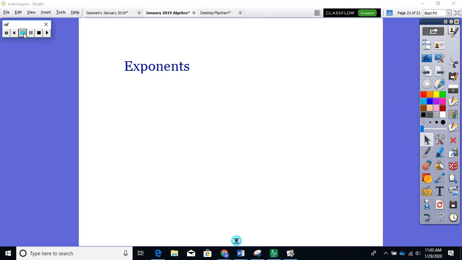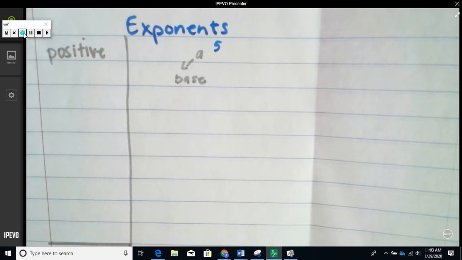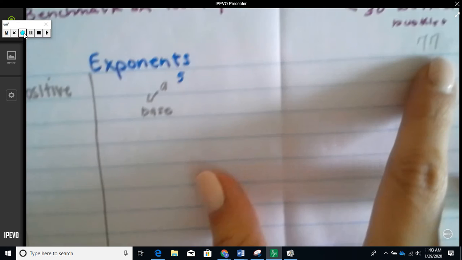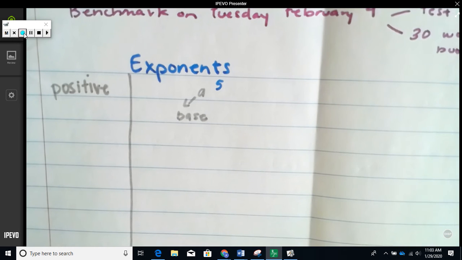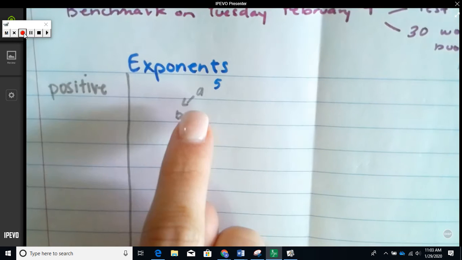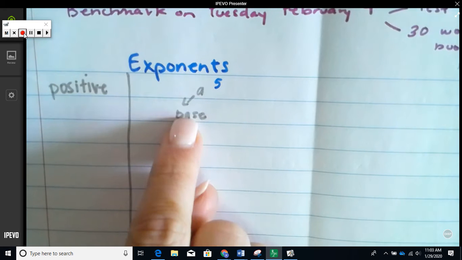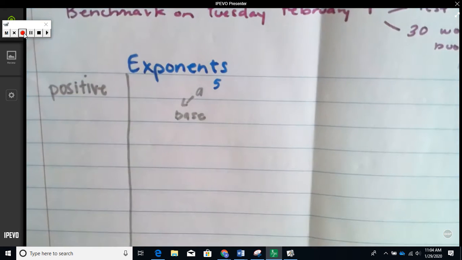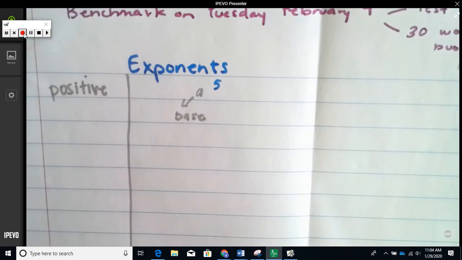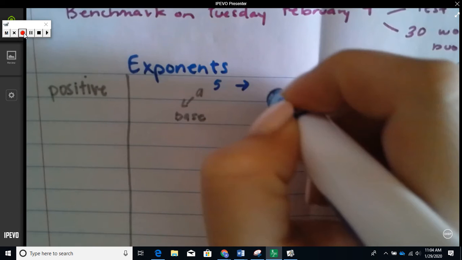So we're going to talk about exponents today. This is on page 77. We talked about the benchmark earlier. When you have exponents, you're going to have a base. That's like the bigger number, and that's called the base. And then the exponent is the little number up at the top.